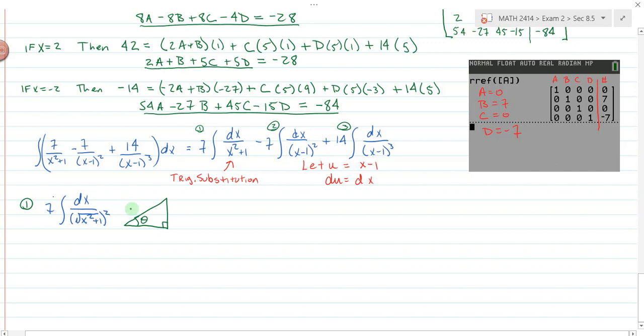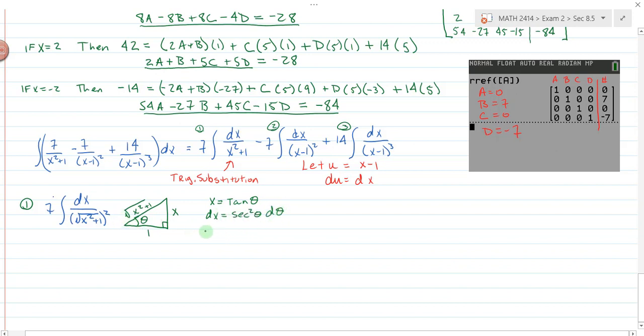What is the hypotenuse going to be? It's going to be the radical because there's a sum between those terms. So that's the square root of x squared plus 1. What is the opposite side going to be? x. And what is the adjacent side going to be? 1. So now to do our substitution, we're going to let x over 1 be opposite over adjacent, and opposite over adjacent is equal to tangent. What is dx going to be? Secant squared theta d theta.